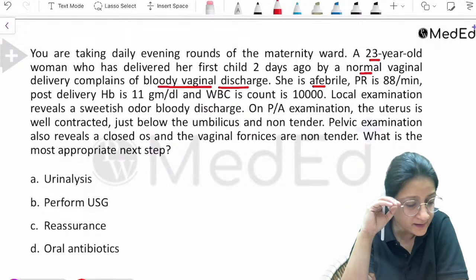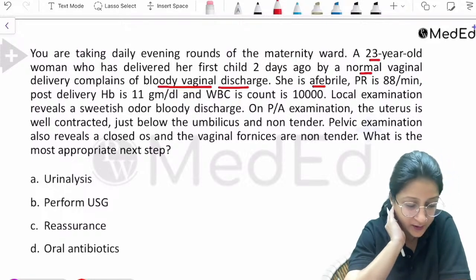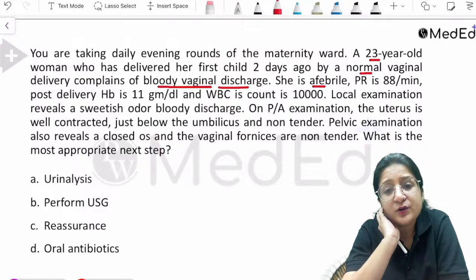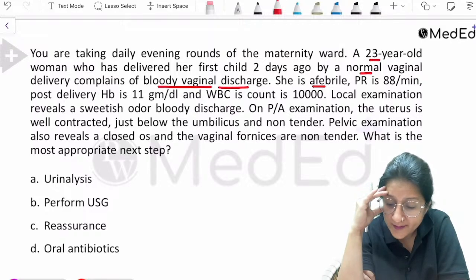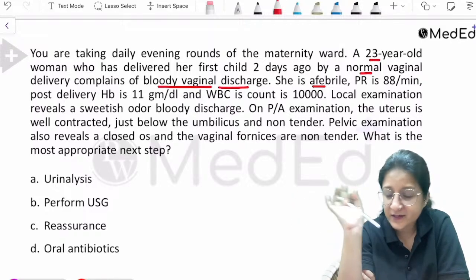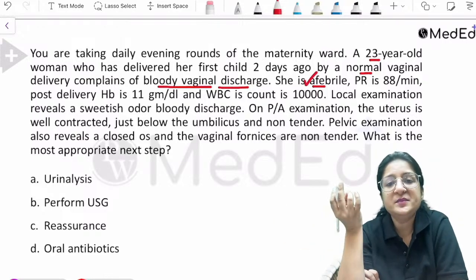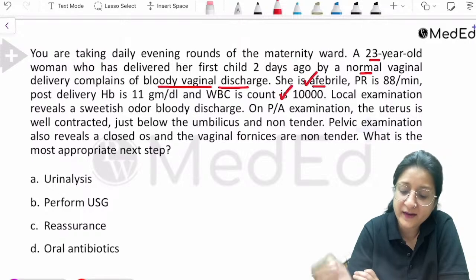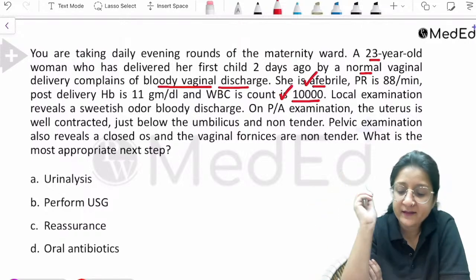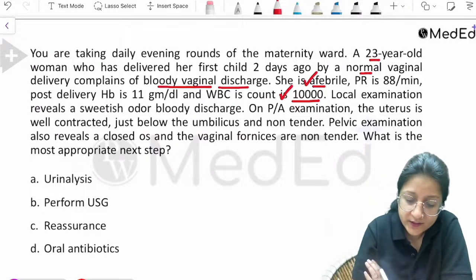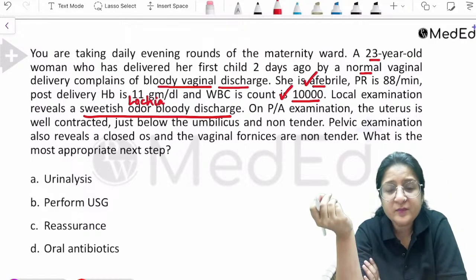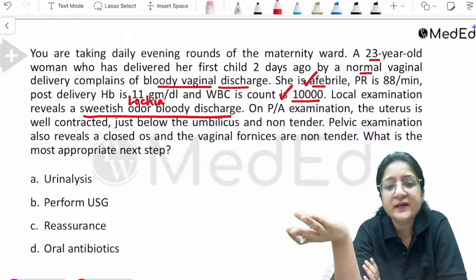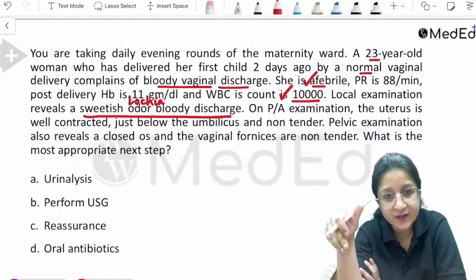All right, so what is the answer here? Oral antibiotics and reassurance. See, why do you want to give oral antibiotics? Where is the evidence of infection here? She is afebrile. She does not have any fever. Pulse rate is settled. Count is also fine, 10,000. Local examination: sweetish odor, bloody discharge. That is simply lochia, with its characteristic smell. Per abdomen, uterus is well contracted just below the umbilicus, non-tender. All are normal findings, right?